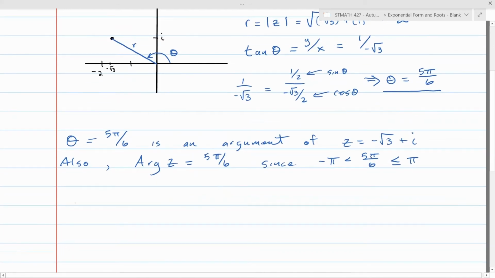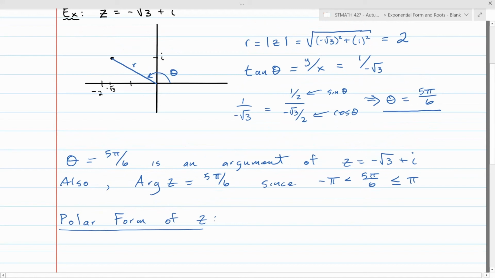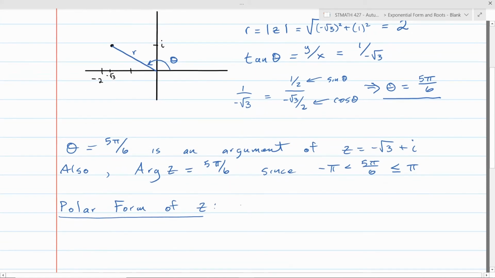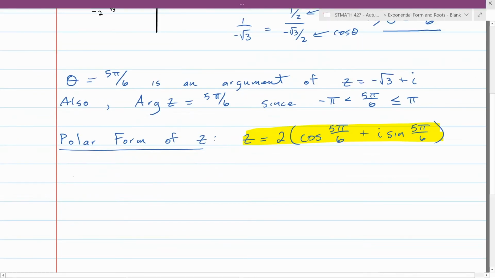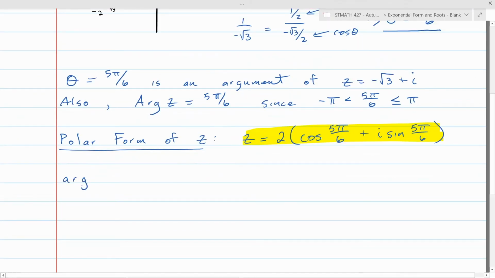All right, so now what's the polar form of this complex number? Well, it's easy. We've got the radius, 2, and we've got the angle, 5 pi over 6. We've got an argument. So z equals the radius, 2, times cosine of 5 pi over 6 plus i times sine of 5 pi over 6. And we could look at arg z, little a, just the regular argument. That's a collection of all of those angles that are arguments of z. So the way you could describe that is the set of all angles of the form 5 pi over 6 plus 2 pi times n, where n is any integer.